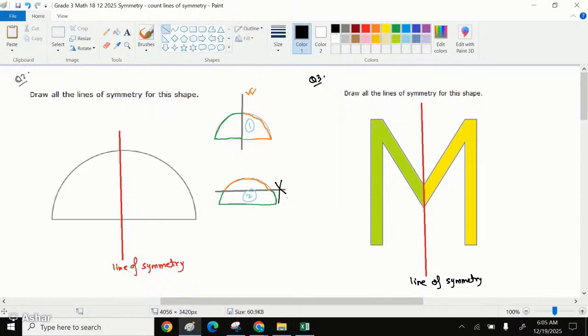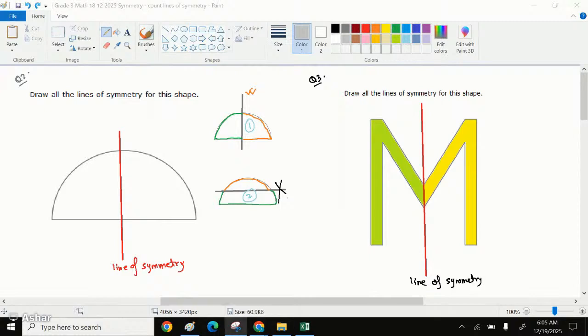But even if I do a horizontal line, the horizontal does not show the same shape, right? So we cannot say this is the line of symmetry. We only need to show what is the line of symmetry. We do not have to show which is not a line of symmetry. Okay, thank you. Yes, it does depend on our position. Let's move on to the next question.